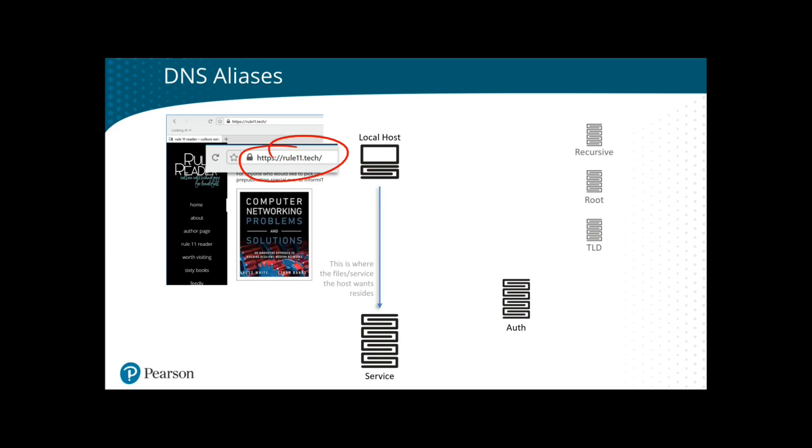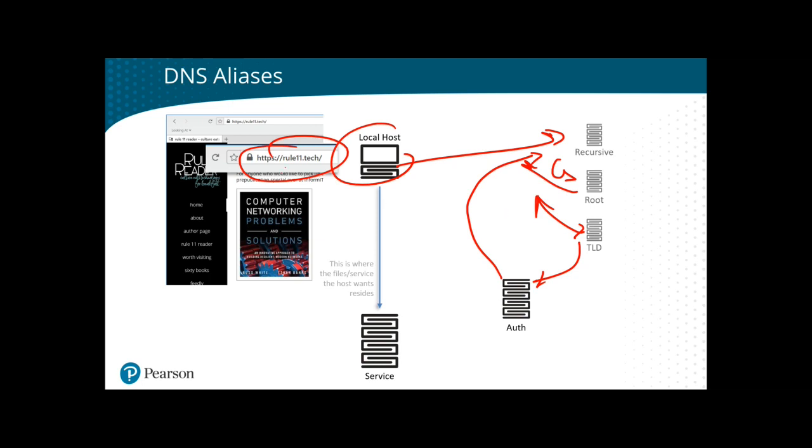So I think I have an example in just a second. But anyway, what happens is when the local host asks the recursive, it says, go to the root. The root says, go to this TLD for .tech. The TLD says, go to this auth. And the auth answers, oh, by the way, rule11.tech is a CNAME.